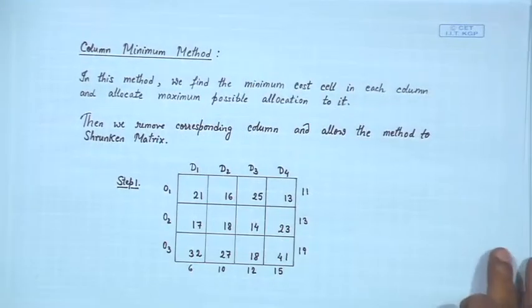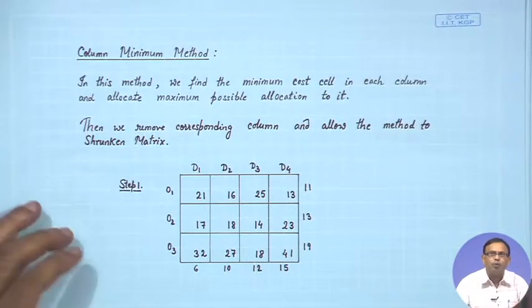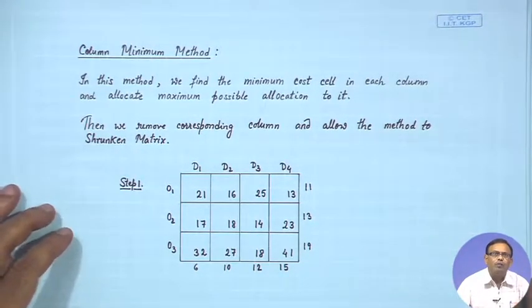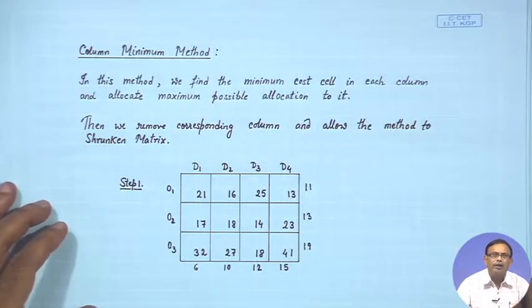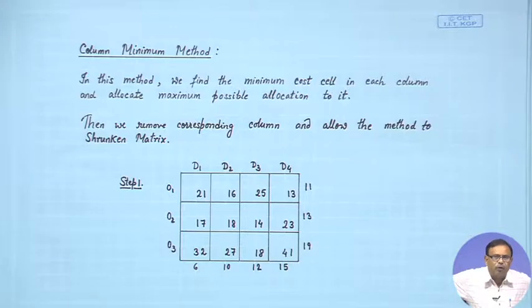Your next method is the column minimum method. In this method, we just make the opposite of the row minimum method, that is we find the minimum cost cell in each column and allocate maximum possible allocation to it. So, instead of row wise operation, here basically we perform the column wise operation and then we remove the corresponding column and apply the method to the shrunken matrix as we have told earlier.